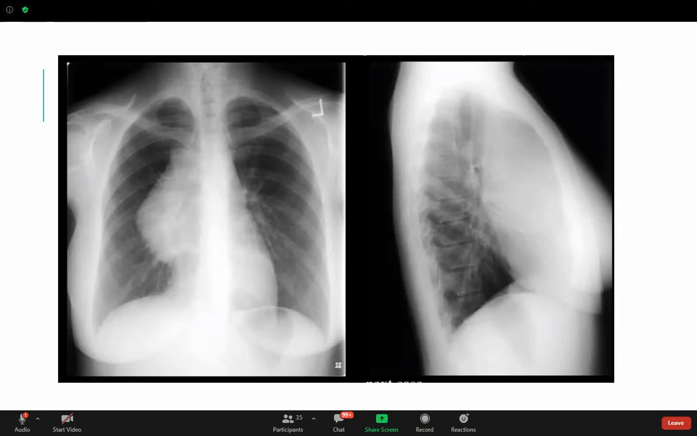Mass, right middle lobe mass, okay? So you see a mass, can be right middle lobe. What other area can it be? Good. Hilar metastasis. Good, good. So those are the 2 areas you should consider.